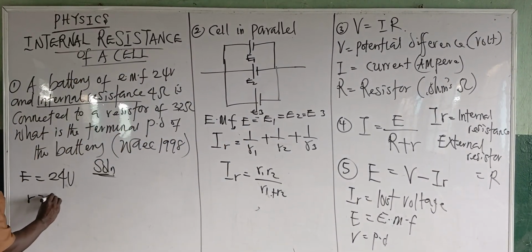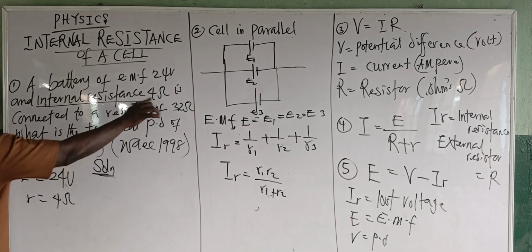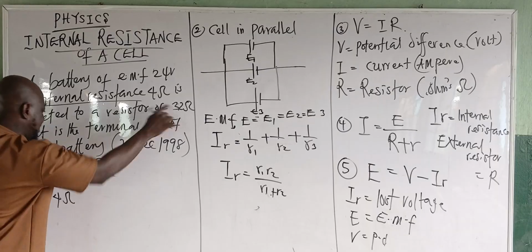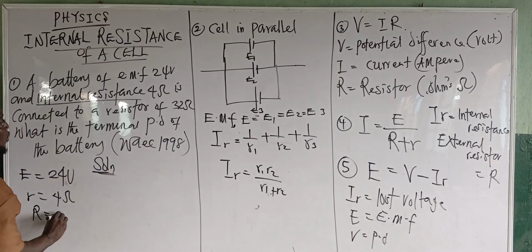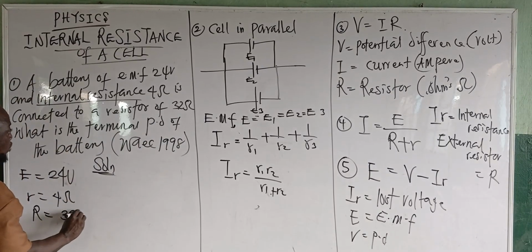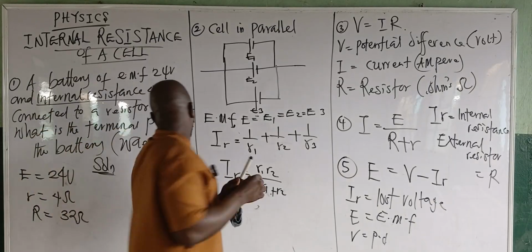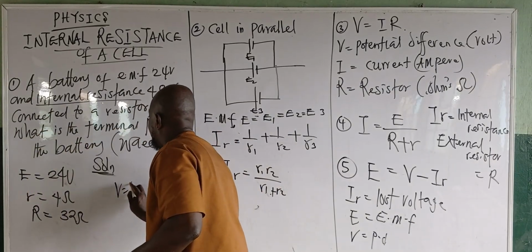So we are given that this is internal resistance, so small r is given to be 4 ohms here. It's connected to a resistor, so big R is given to be 32 ohms here. We have to calculate the potential difference, V. That's what we want to calculate.